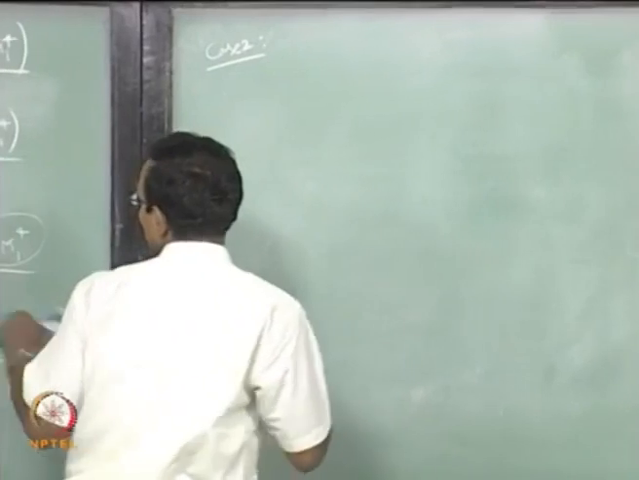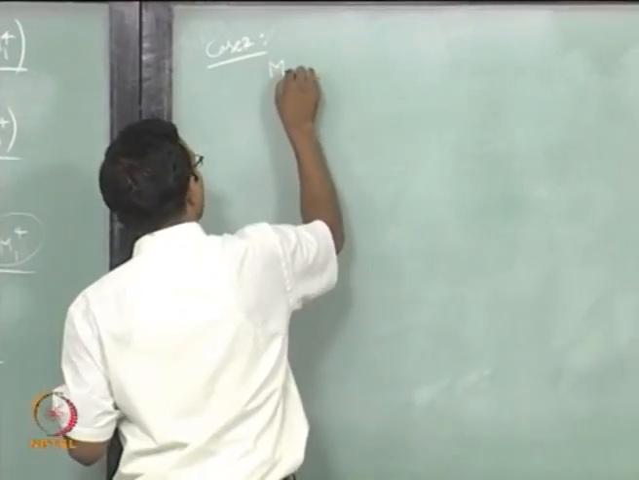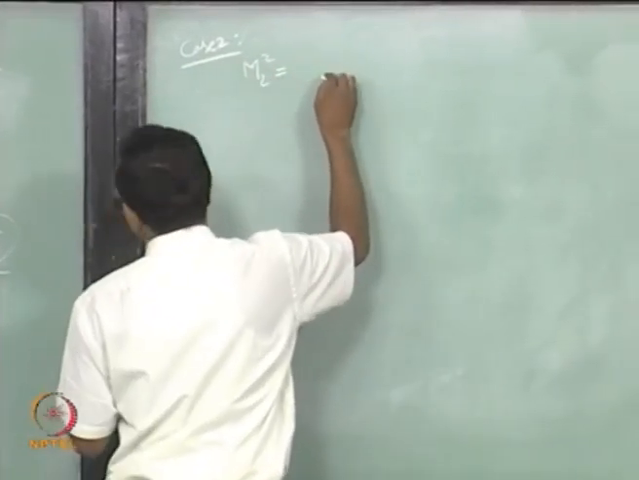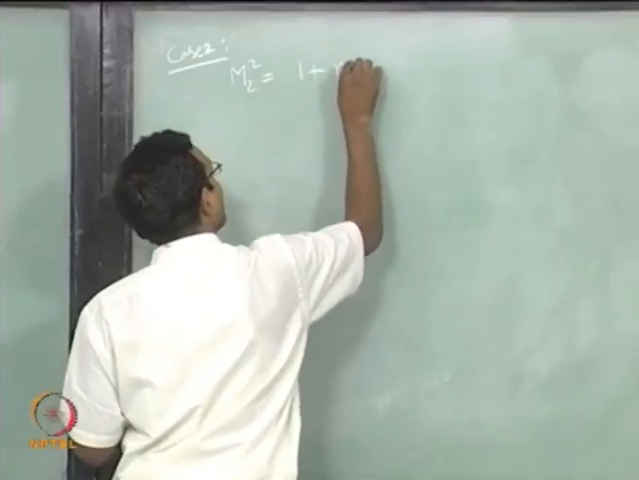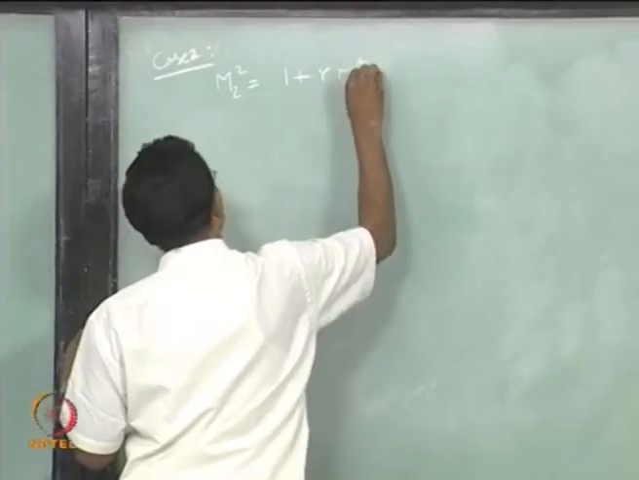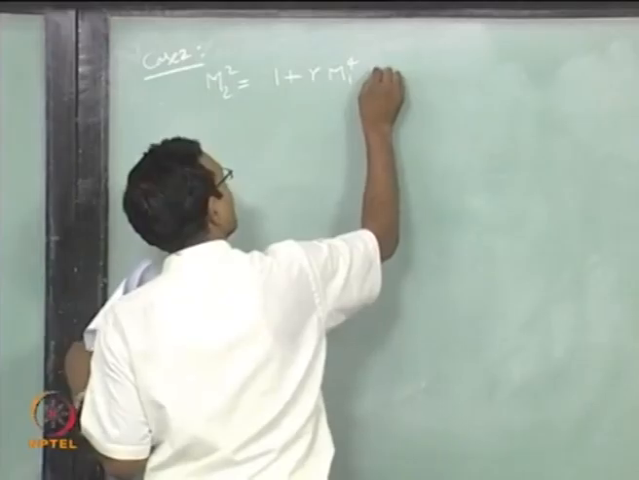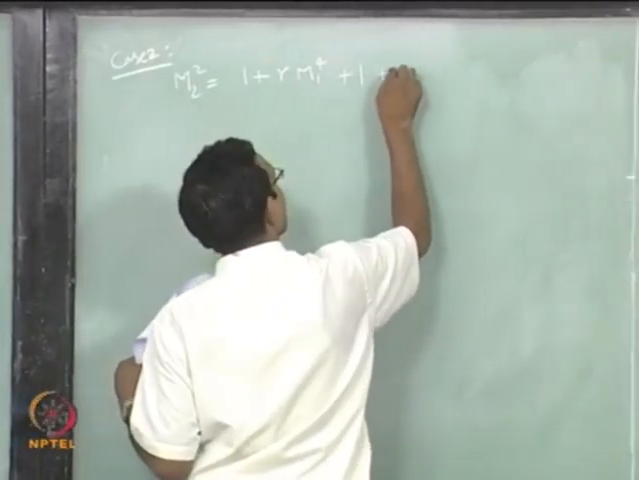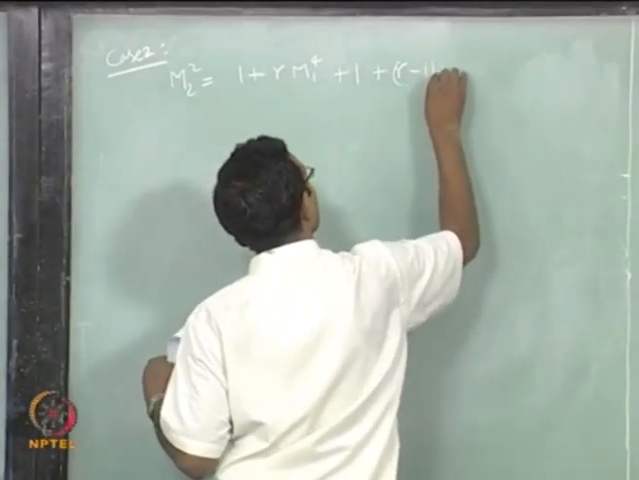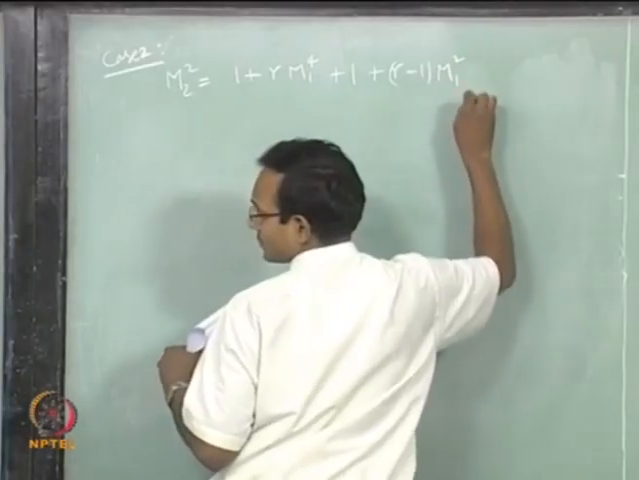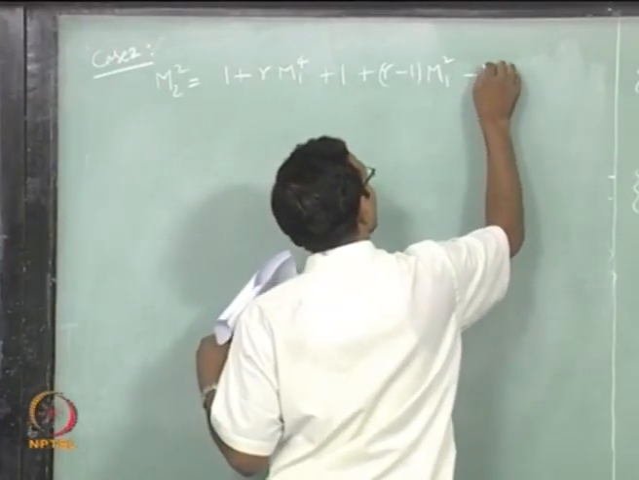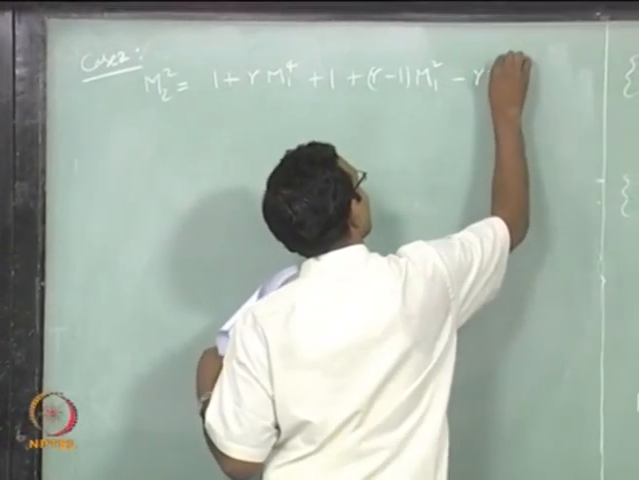So, my case 2 is the same thing with the plus sign. So, I will write that gamma m 1 power 4 plus 1 plus gamma minus 1 m 1 square minus gamma m 1 power 4.